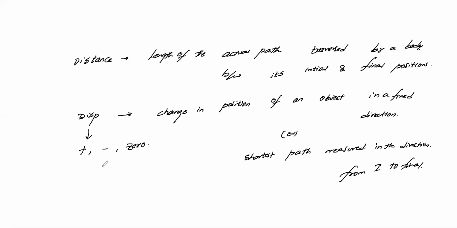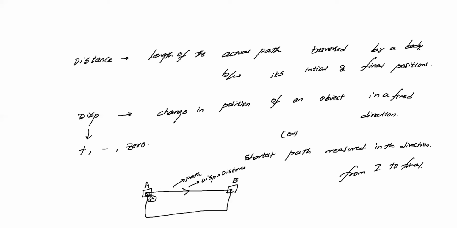Let's see a small example in detail, because in problems these kinds of cases will come. Assume I'm taking an object at point A. I shift this object from point A to point B, changing its position. This is your path, and this is your displacement and distance. Now I change the object from point B back to point A.